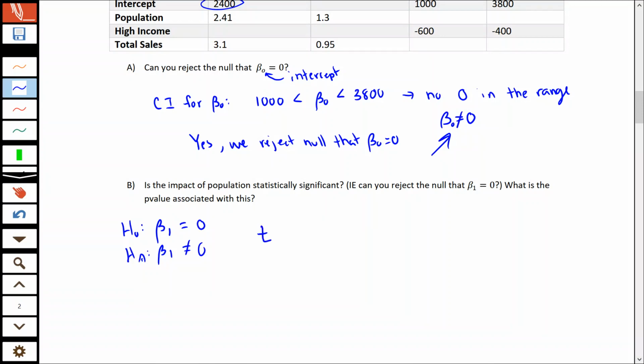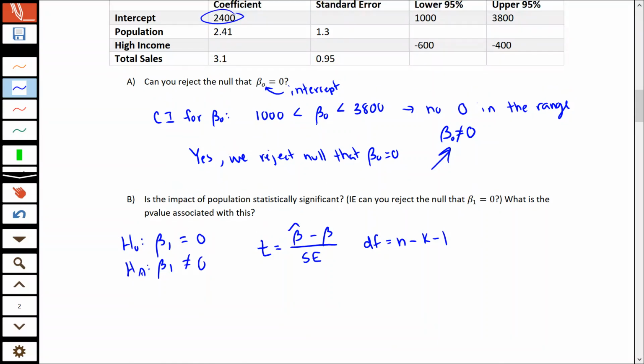The t formula or transform for this is beta hat minus beta over the standard error with degrees of freedom of n minus k minus 1. These are just from our formula sheet, but we're going to make use of them. So from our model, it gave us the coefficient value of 2.41. This is our sample data for beta 1. It's what we think beta 1 should be. And it also gave us the standard error. And so we're going to put both of those things to work.